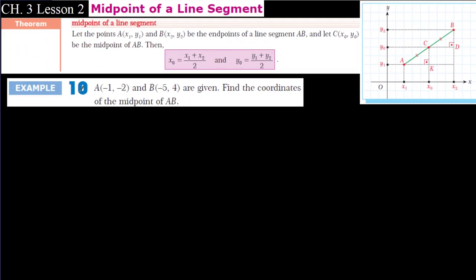Now let's start to solve the question. Here is the question, and it says that these are the endpoints and asks us to find the coordinates of the midpoint of AB. So this is x1 and y1, and this is x2 and y2. I'm going to find C, which we don't know, which is equal to x0 and y0. If this is A and this is B, then C, the midpoint, is equidistant, so CA is equal to CB. Then it is equal to x0 and y0.